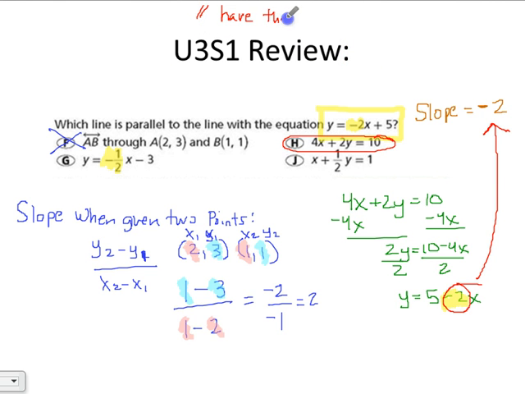So parallel lines have the same slope. And to determine what the slope of a line is, we need to put it into slope-intercept form, y equals mx plus b, and then the slope will always be the number being multiplied by x. It won't include x, it's just the number multiplied by x. Good.